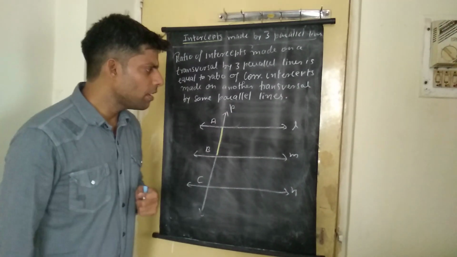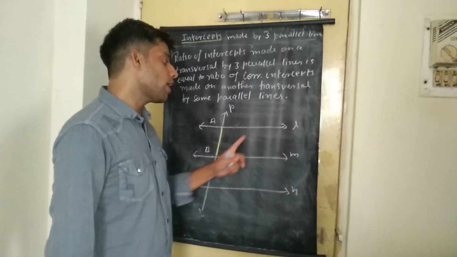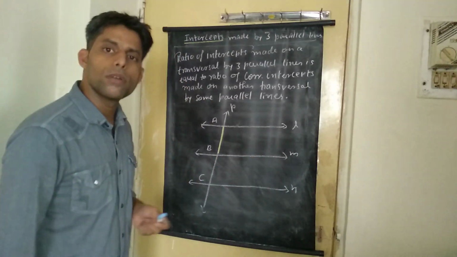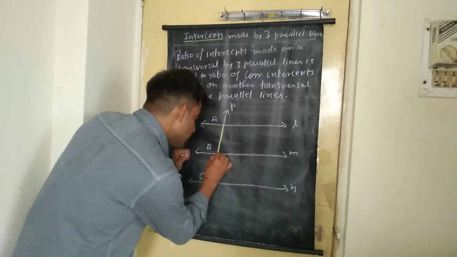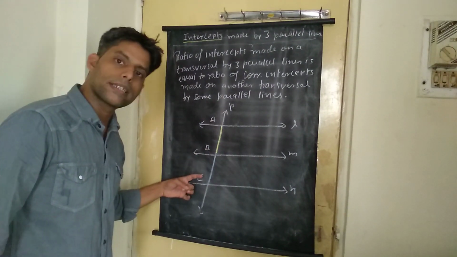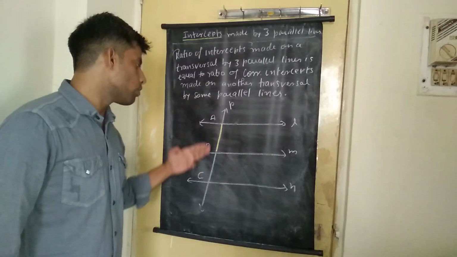Now can you answer me a question? What is the intercept made by line M and N on transversal P? Excellent. It's what? BC. Very good students. So BC is the intercept made by line M and N on transversal P.